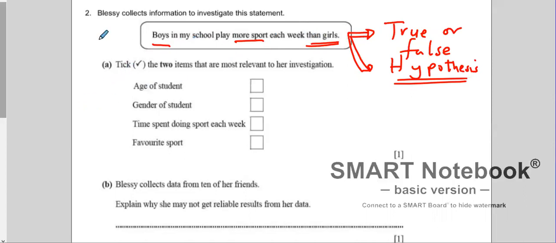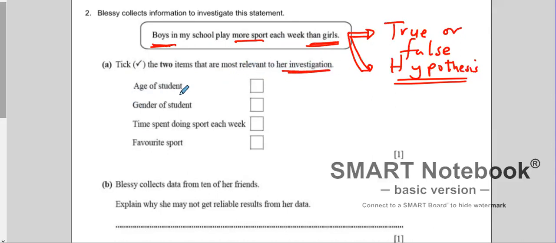Now the question is, if Bless has to investigate whether boys in her school play more sport each week than girls, so Bless has prepared this kind of questionnaire. Now tick the 2 items that are most relevant to her investigation. Now, Bless wants to know whether boys in her school play more sport each week than girls. So we have to tick the 2 items from here that will appear to be most relevant to her investigation.